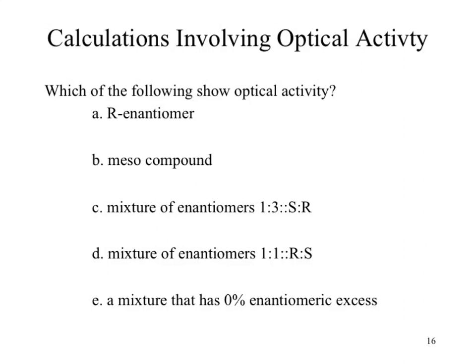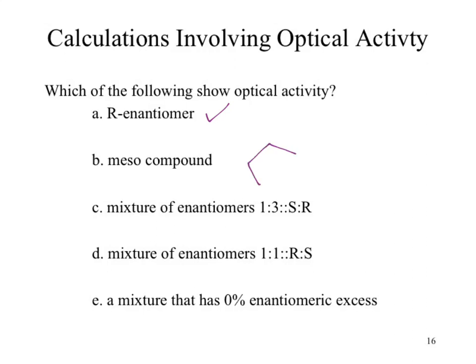Since it never encounters an S molecule, it will only continue to rotate that same direction, as it encounters more R molecules, and we see more rotation of our sample. So that first sample does show optical activity. I guess we could use a check mark. B, a meso compound. Okay, that's a little bit trickier.